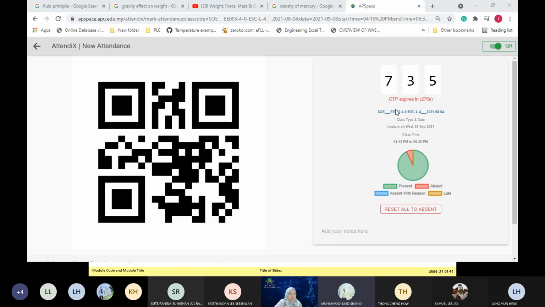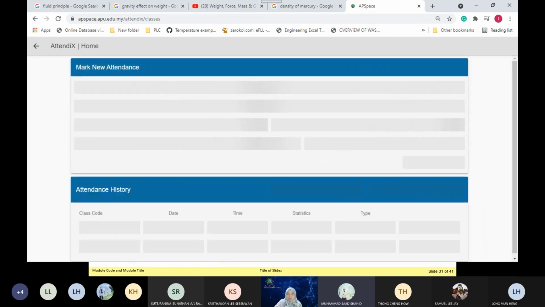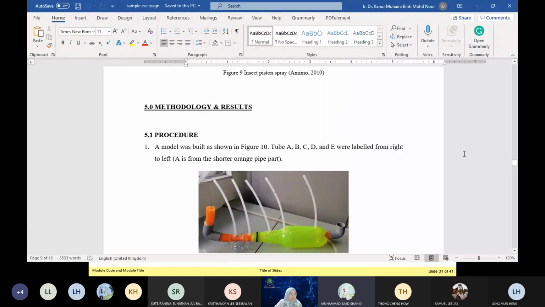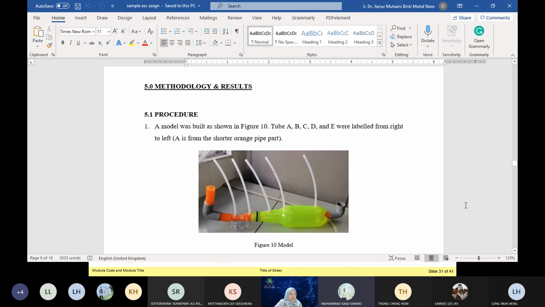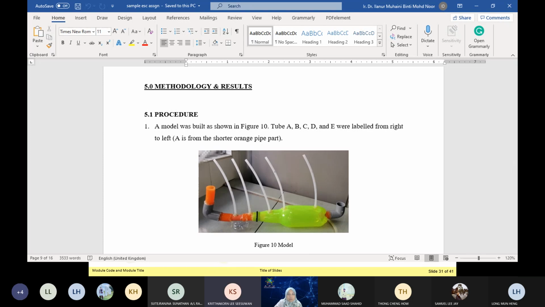Okay, wait, I save this first. So what things will be required. Okay, for example, this one is a model done by a student. So in the assignment, you need the procedure. Like all the experiments in the lab also, you need some procedure. Procedure must be in passive voice. Okay, this one is a sample, not necessary you follow this, okay?